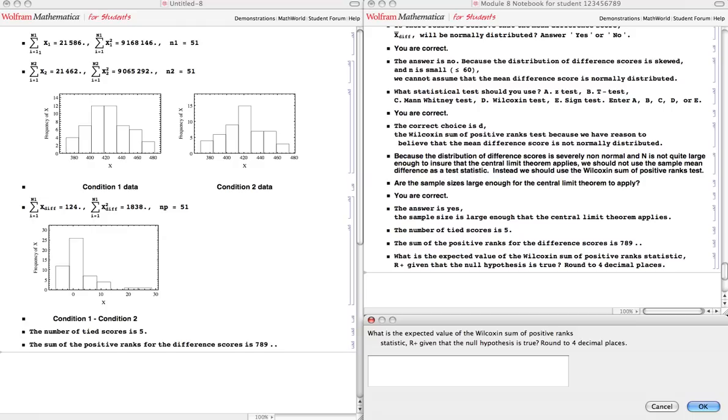So let's see, we had 51 individuals, and because 5 of those are gone because they were tied scores, we have now 46 left. So 46 times 47 divided by 4, that's what I'm looking for. That's the expected value, so I got 540.5.